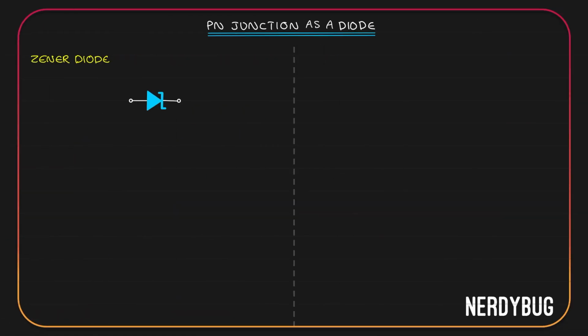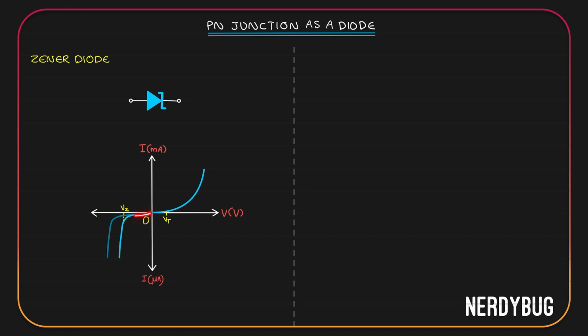Now let us learn about a special purpose PN junction diode. It is called Zener Diode. This is the circuit symbol of a Zener diode. The relation between the voltage applied across the Zener diode and the current flowing through it can be shown like this. You can see in the forward bias, it looks exactly like a normal diode. Once the threshold voltage is reached, the current increases exponentially.